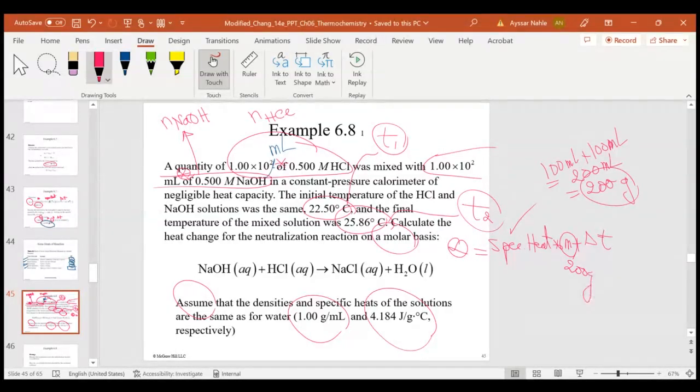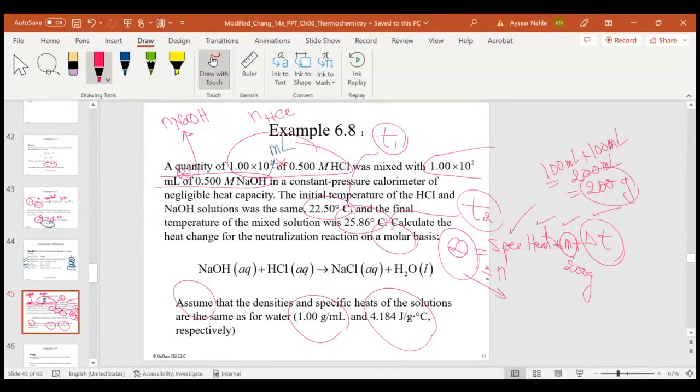Now the temperature, what will be the temperature? It went from where to where? It went from 22 to 25. Now I can get the delta T since I have both. So I know this, I know this, and I know this. Now I can get the Q of this reaction, and it should be negative, definitely. Why is it negative? Because it is an exothermic reaction. The temperature went up.